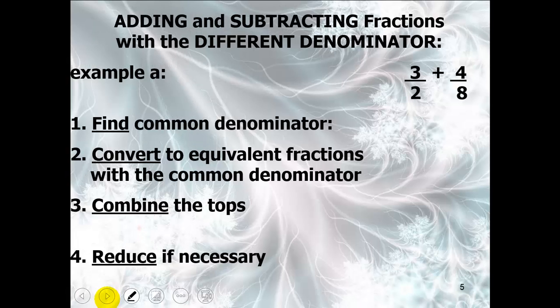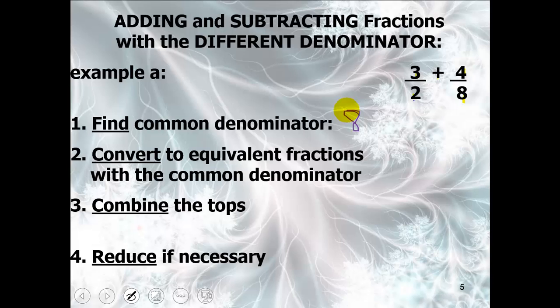All right, let's add 3/2 plus 4/8. Do I have a common denominator? No. I need to find a common denominator. So I ask myself, does my smaller number 2 go evenly into my larger number 8? It does. So that means that 8 is my common denominator.